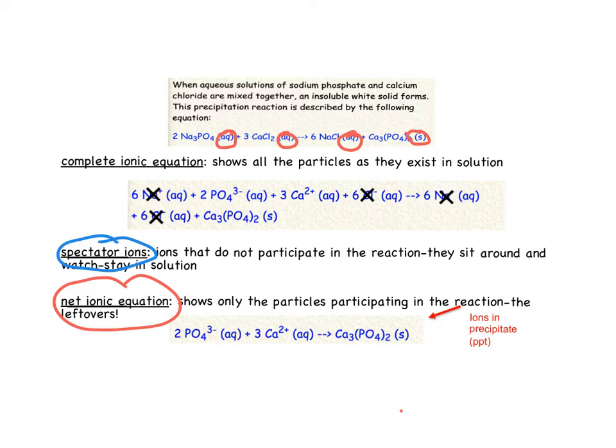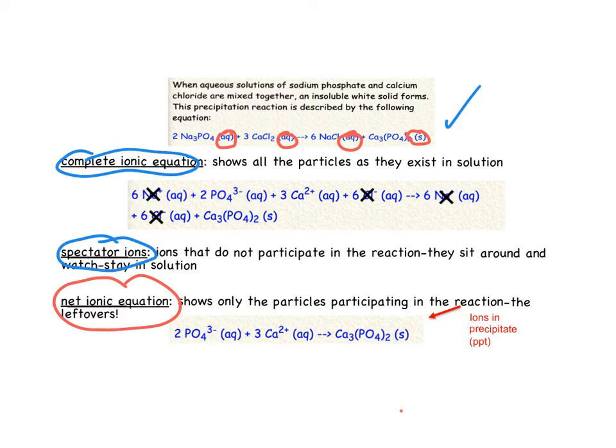Nothing too exciting happens. So the next step, and we're going to summarize these steps in a minute: after I write and balance that first entire molecular equation, my next step is to write the complete ionic equation, showing all the particles as they exist in solution. So I have a total of 2 times 3, or 6, sodiums in aqueous solution. I have 2 phosphates, 3 minus, in aqueous solution. I have 3 calcium, 2 plus, in aqueous solution. I have 3 times 2, or 6, chloride, minus 1, in aqueous solution, etc., etc.